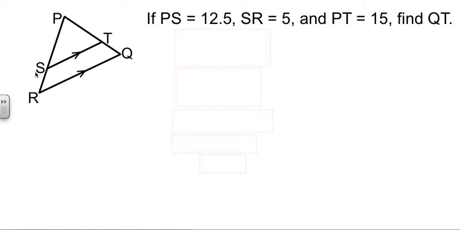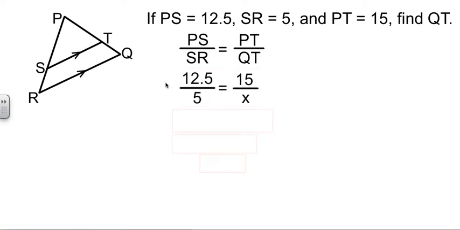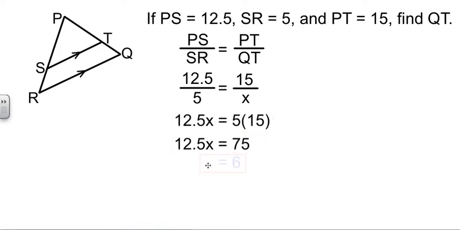If we know PS is 12.5, SR is 5, and PT is 15, our job is to find QT. Since we have a line parallel to the base, intersecting the other two sides, we can write a ratio: PS to SR equals PT to QT. Substitute in what we know, cross multiply, do a little cleanup work, and then divide, and we get x equals 6. So QT, what we're looking for here, is 6.